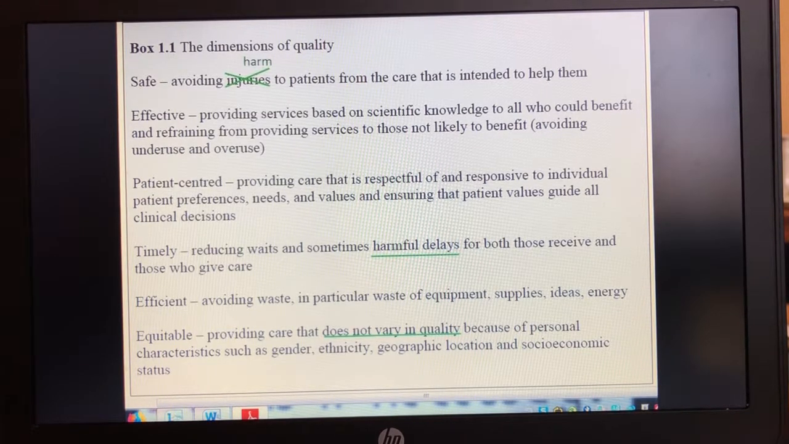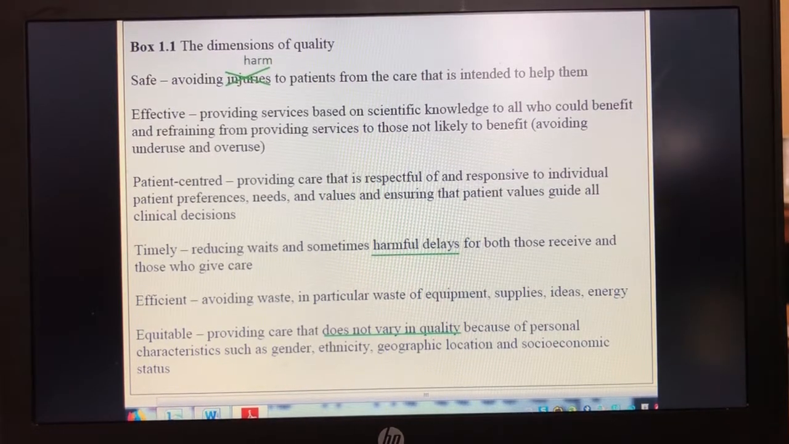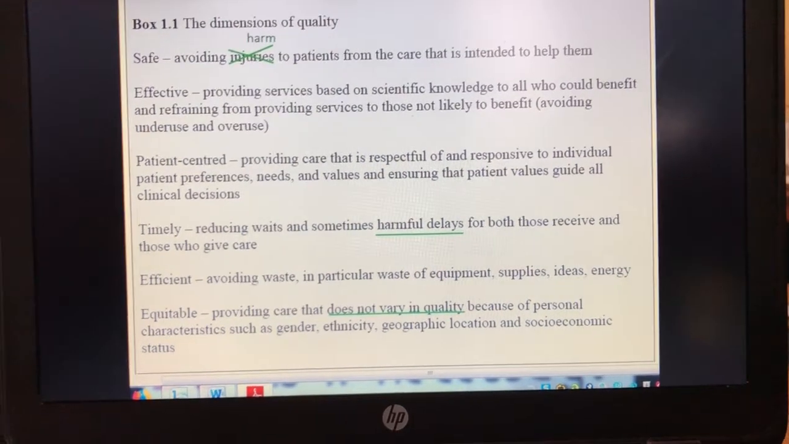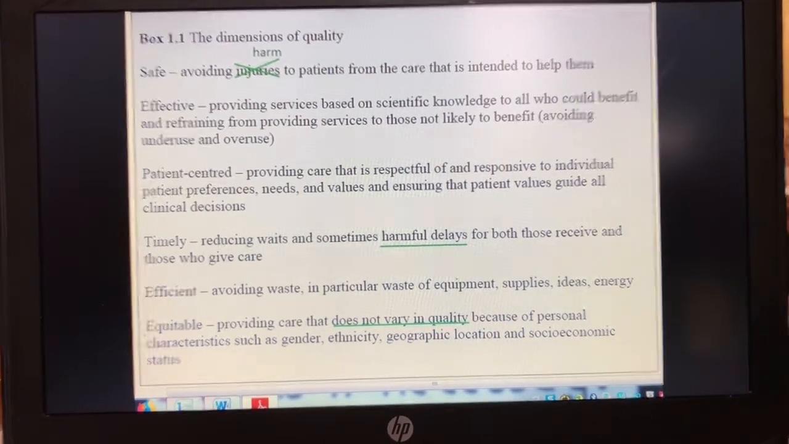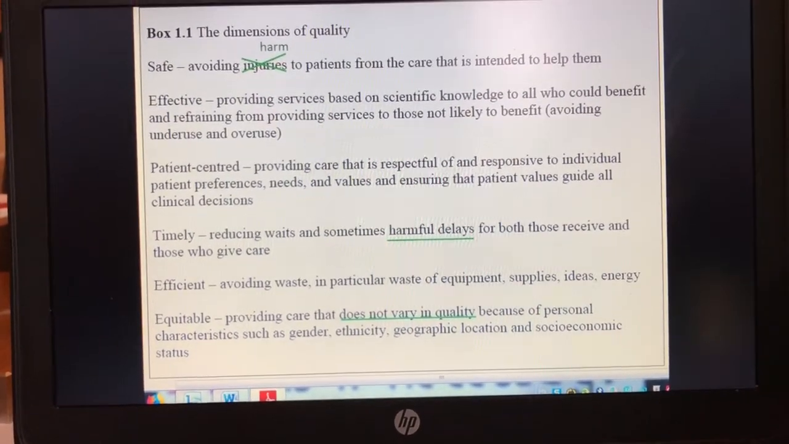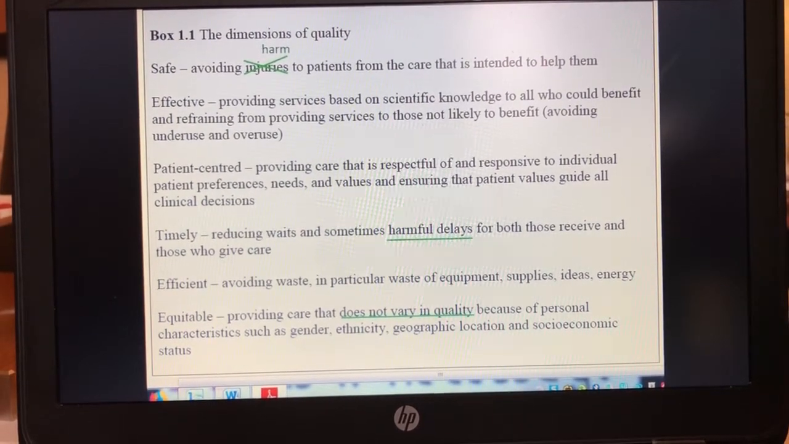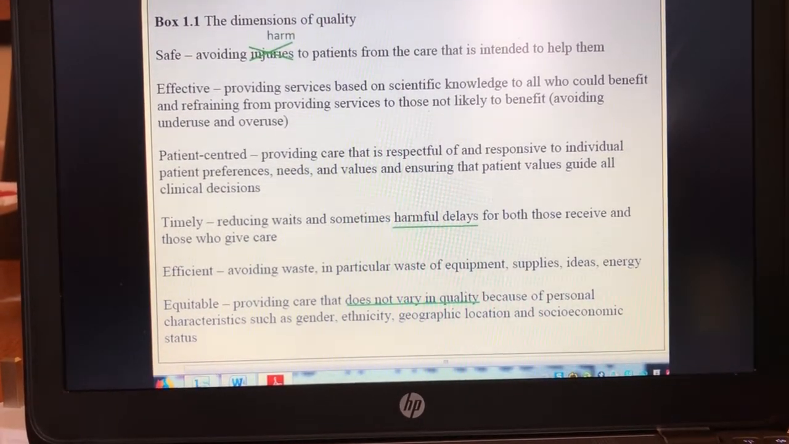That it's patient-centered, and here's a definition. And the importance of this is that, of course, psychological or emotional harm can come of care that's not patient-centred. That it's timely because we must avoid harmful delays. And lastly, that it's efficient and equitable, because it has to be equitable, so we're avoiding undue harm to the most vulnerable.